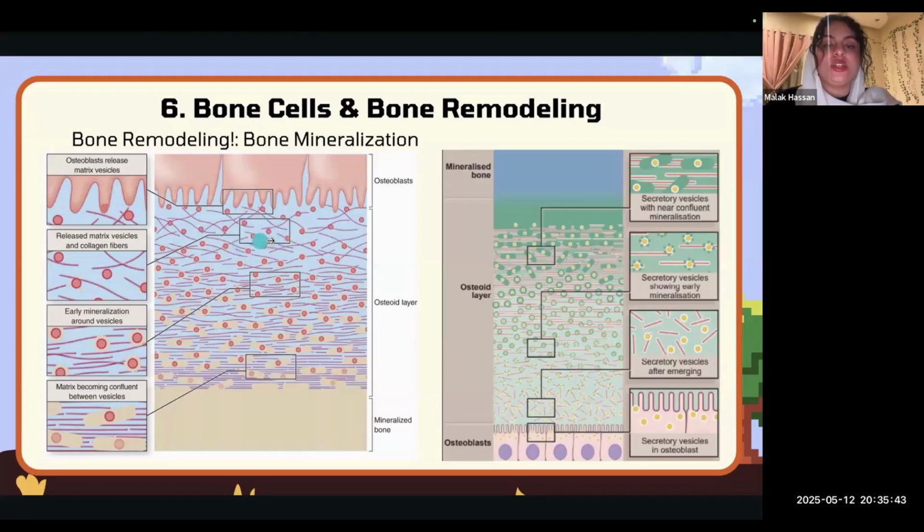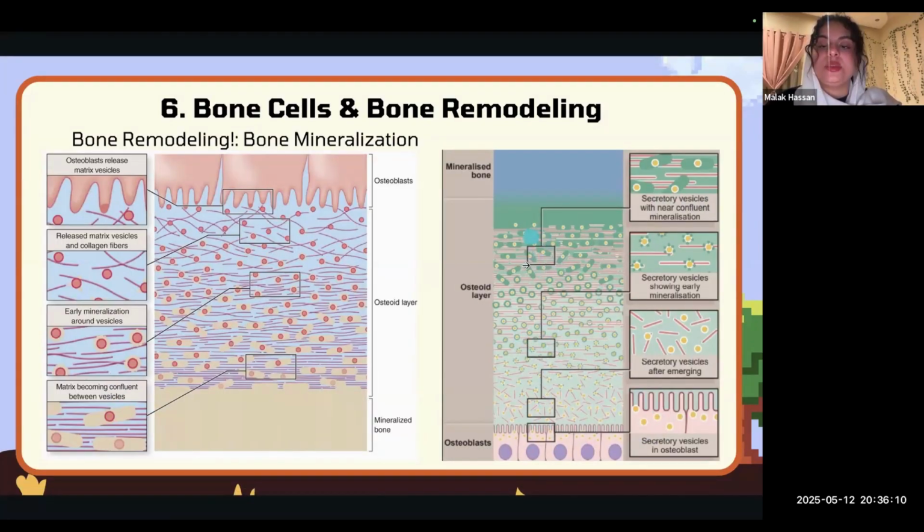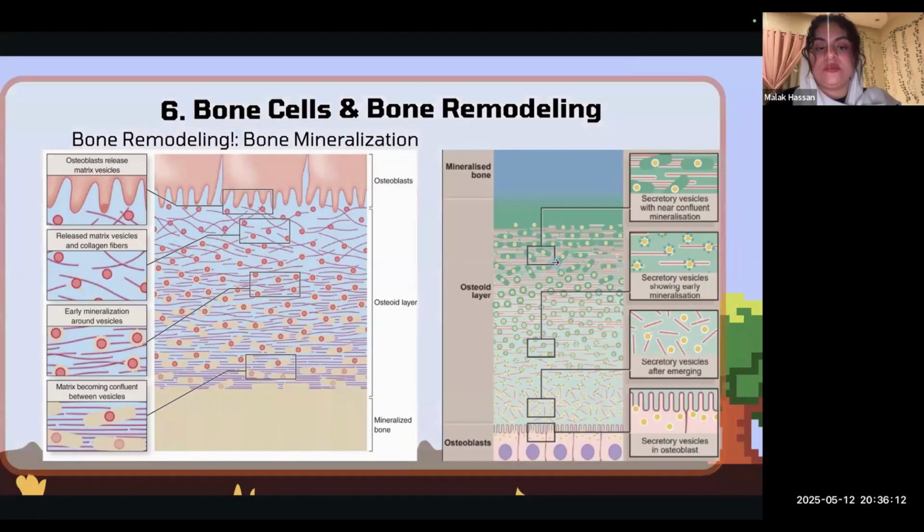So there's going to be deposition of the calcium phosphate, and it's going to cause mineralization around the vesicles, and then the matrix becomes confluent between the vesicles and it forms the mineralized bone. Again, you have the secretory vesicles in the osteoblast. They come up and then there's going to be mineralization around it, and then even more mineralization around.